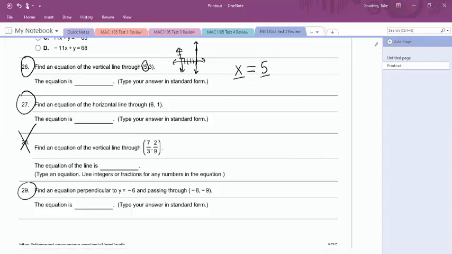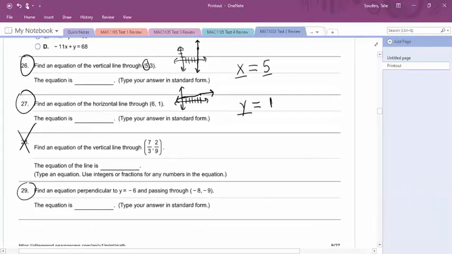So what about number 27? For a horizontal line, how does that always work? Y equals. It's always Y equals, right? So we can do the graph again, but I have a feeling you might already know what the answer is going to be. If we draw a horizontal line through that point, we'll pretend that line's horizontal. It's kind of horizontal. What would it be? Y equals what number? 1, right? Because you have to use whatever the y coordinate was.